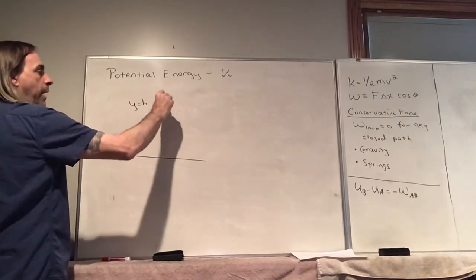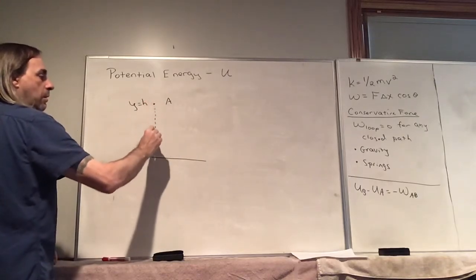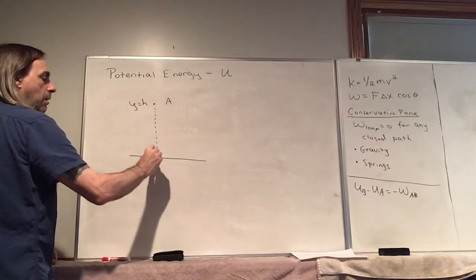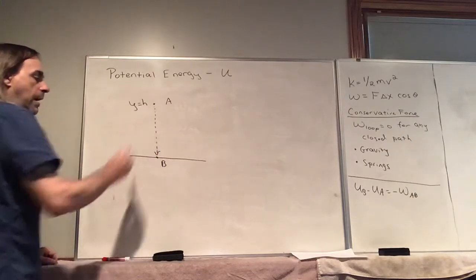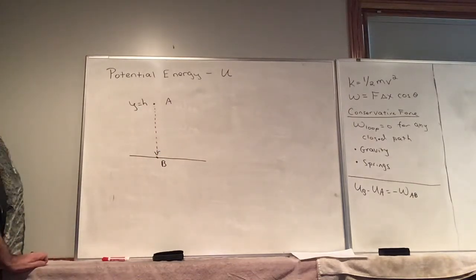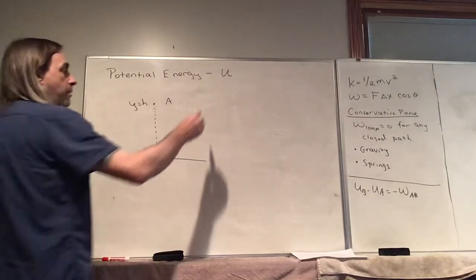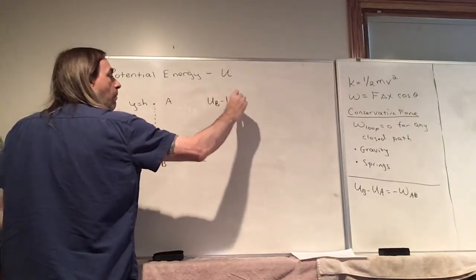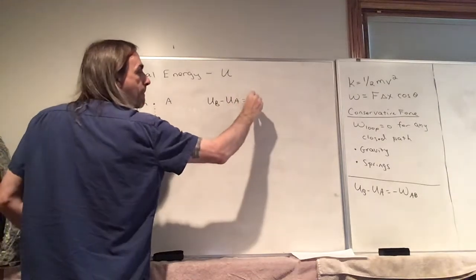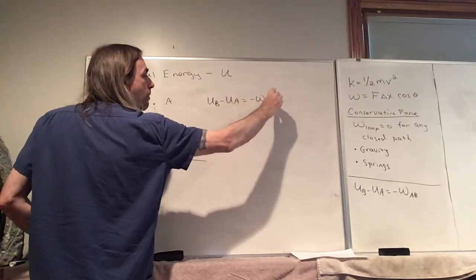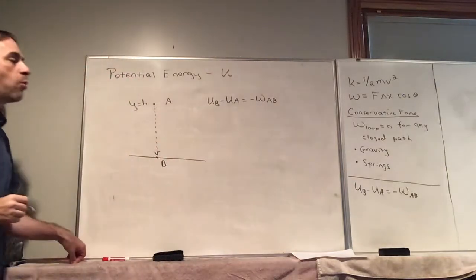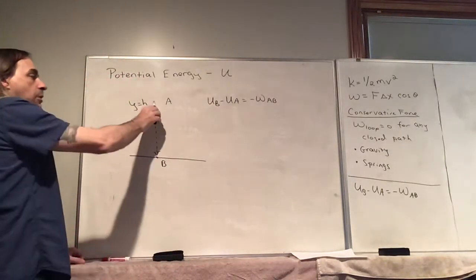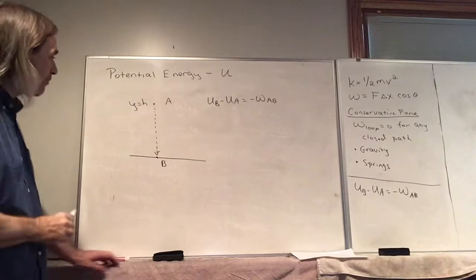Let's call that point A. Let's say we're going to drop it, and it's going to fall to the ground, which is at point B. So what we do is let's just write down this equation. We have to calculate the work done by gravity as we're going from A to B.